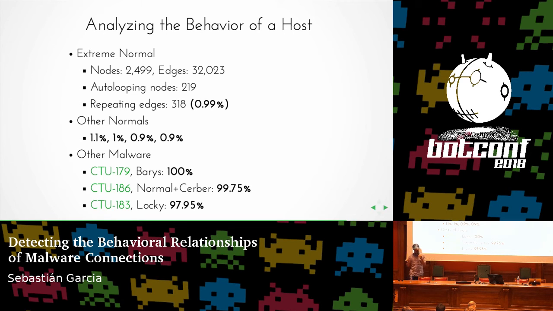So, of course, 3 examples is not enough. We made a lot of tests on other normal connections: 1.1%, 1%, 0.9%, 0.9%. And then we tested a lot of other malware. You can see here the various ones, 100%. A special infection that we did: we have a normal user using the computer for several days, then we infect it with the ransomware, and we can detect this because it's 99.75%. Loki ransomware, 97.95%.